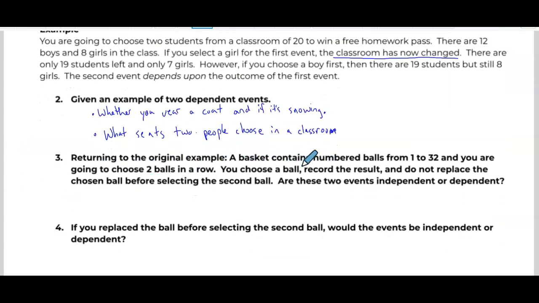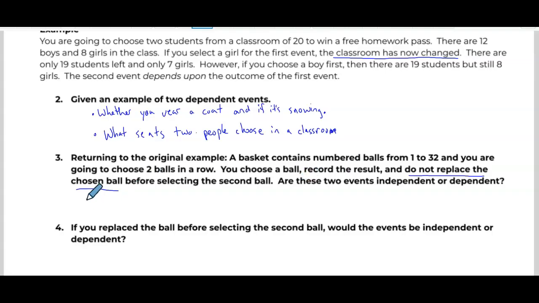So returning to the original example, a basket contains numbered balls from 1 to 32. You're going to choose 2 in a row. You choose a ball. Record the result and do not replace the chosen ball. What happens to the sample space then? What happens to the basket when you don't replace the ball? Right, that ball is now outside the basket, so there's only 31 remaining in the basket. That is going to change the denominator. It's going to change the probability.